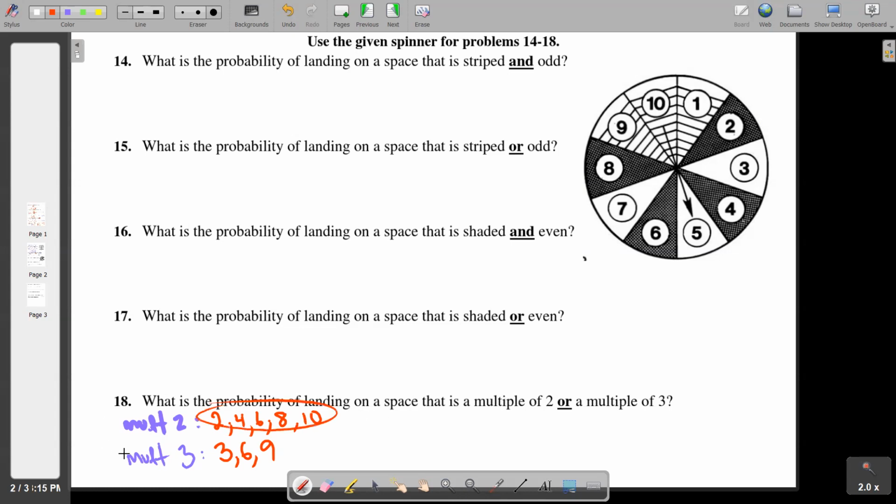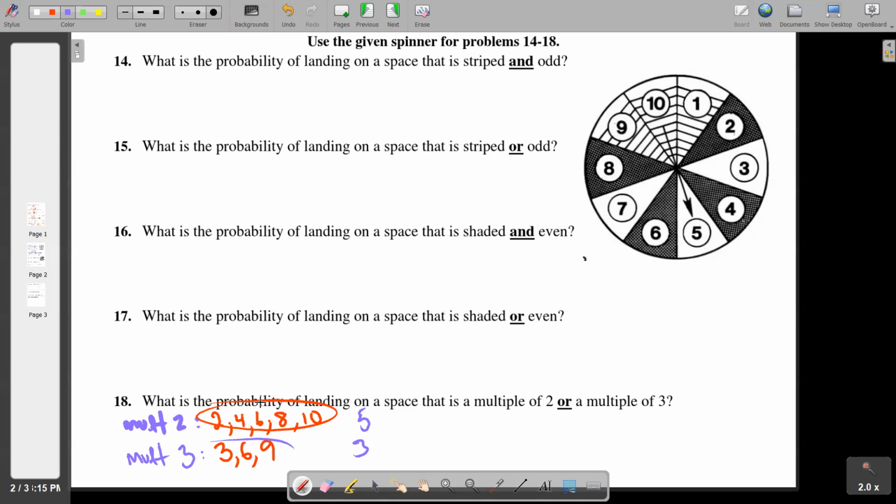How many are on this list? There are 5. So I would say, okay, there's 5. How many multiples of 3 are there on this list? So right now, at this point, I feel like I could just do 5 plus 3. But again, when it says "or," I've got to look for the ones that got counted twice. Do you see any numbers that got counted as a multiple of 2 and also as a multiple of 3?